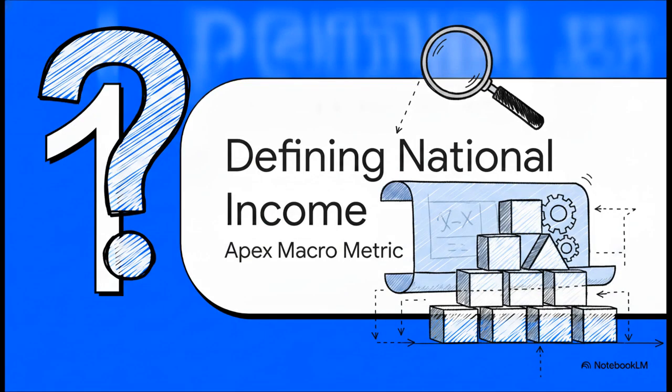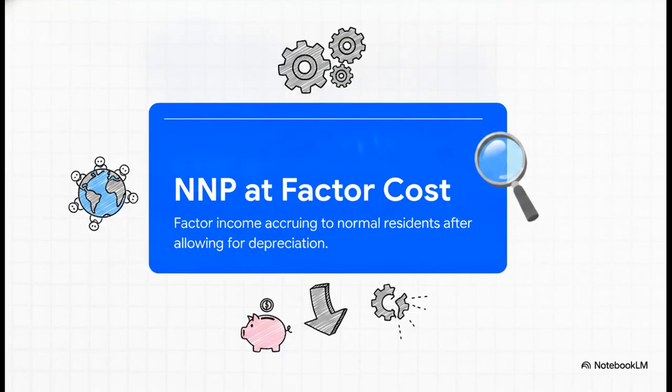Section 1. Defining national income, the apex macroeconomic metric. Now, listen closely, because absolute precision is required here. Net national product at factor cost, which by the way is completely synonymous with national income, is defined as the factor income accruing to the normal residents of a country during a year after making an allowance for depreciation. Notice that strict syllabus terminology we're using. We aren't just looking at geographical borders, we are specifically looking at normal residents. And crucially, to make this a net product, we absolutely must make a strict allowance for depreciation. That's the literal wear and tear on our economy's capital stock over the year.